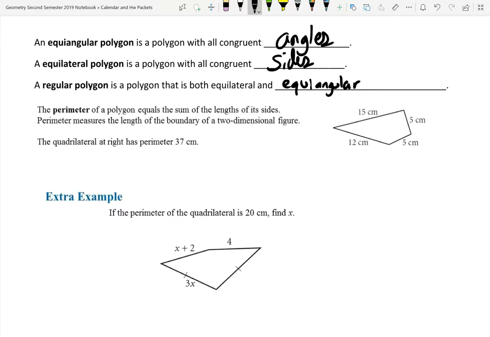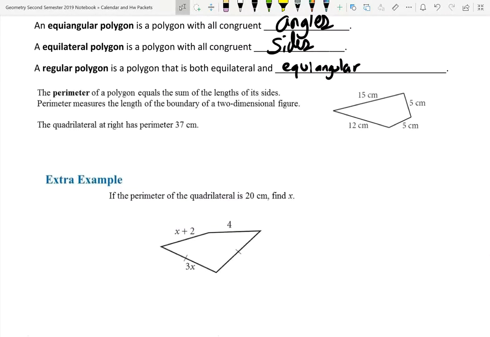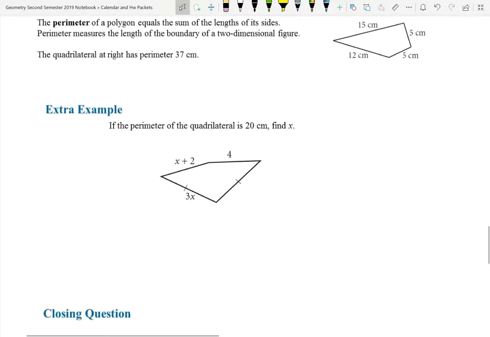And as a review, the perimeter of a polygon equals the sum of the lengths of its sides, which means that this figure has a perimeter of 37 because 15 plus 5 plus 12 plus 5 is 37.